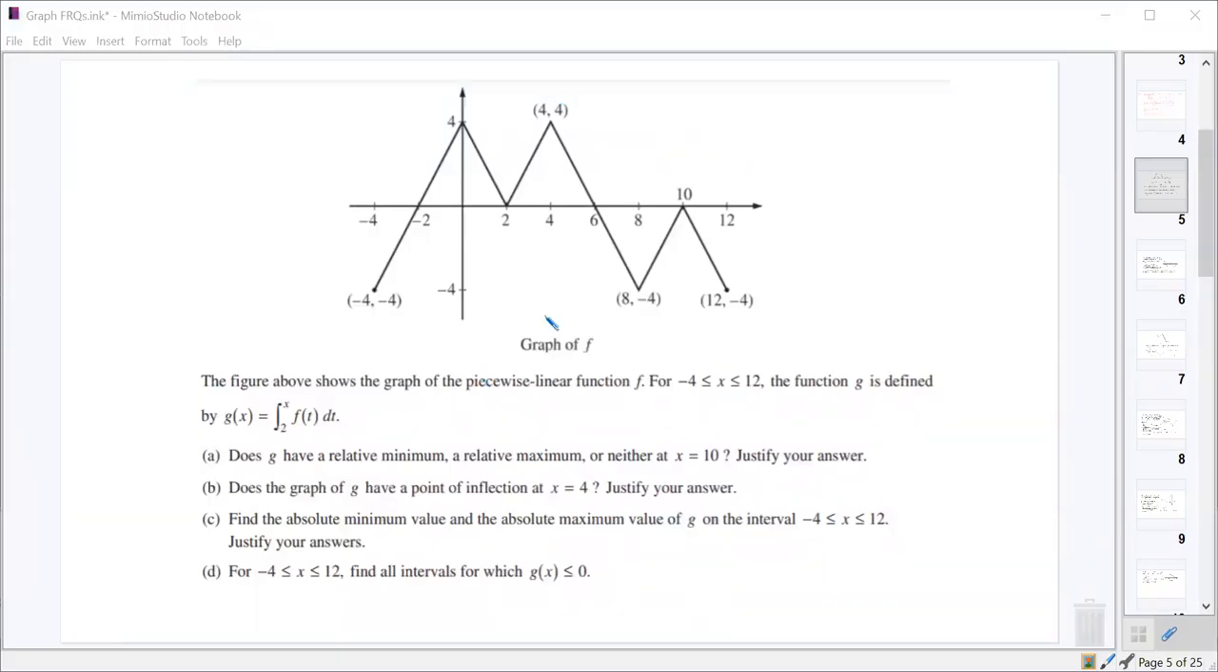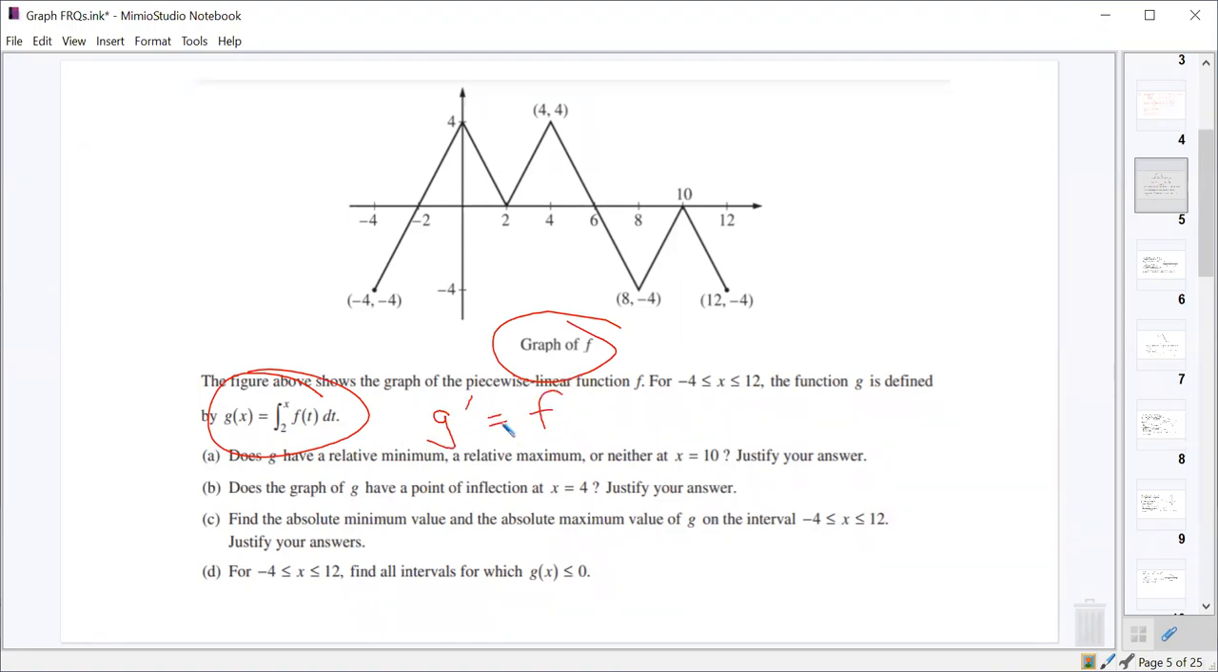Wonderful. So we've got this lovely piecewise defined function here with a bunch of linear pieces. And we've given it g of x is the integral from 2 to x of f of t dt. We want to know if g has a min, a max, or neither at x equals 10. So first off, we have the graph of f. How are g and f related based on this statement right here? The derivative of g ought to equal f.